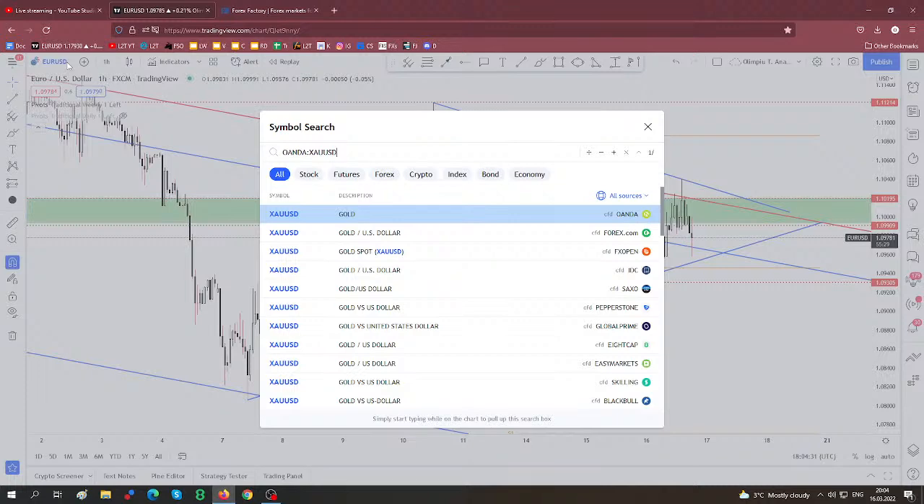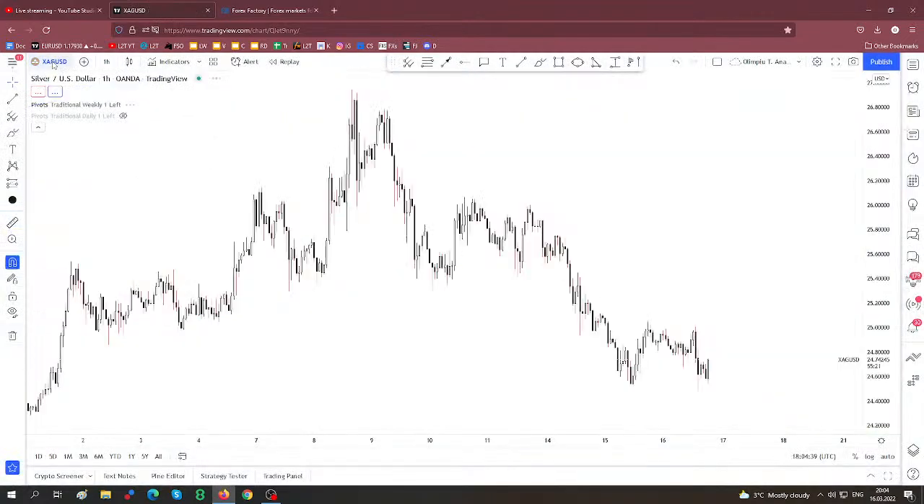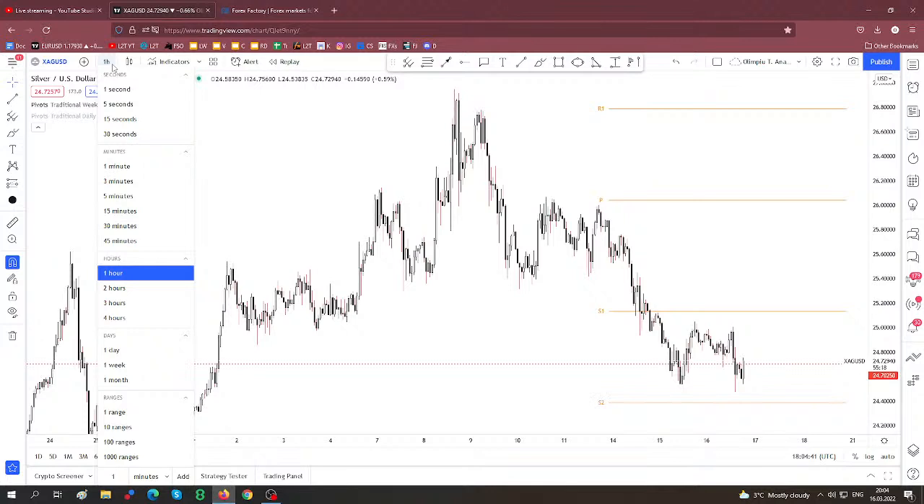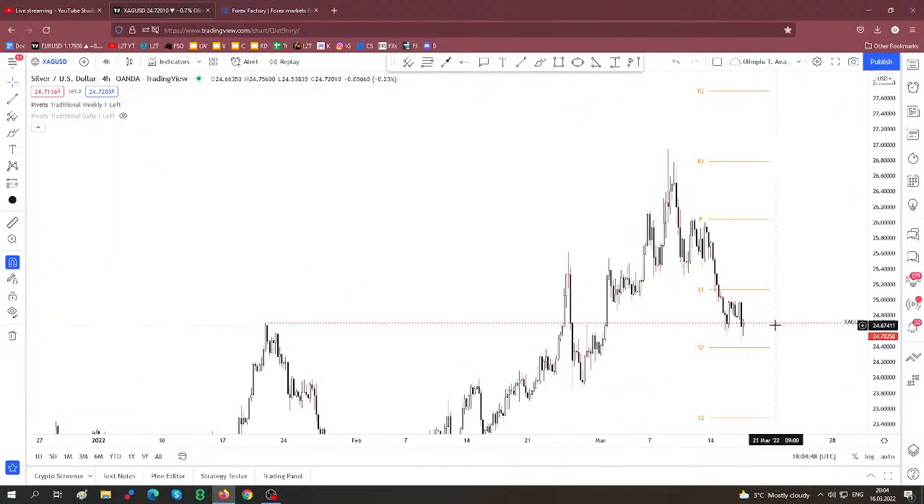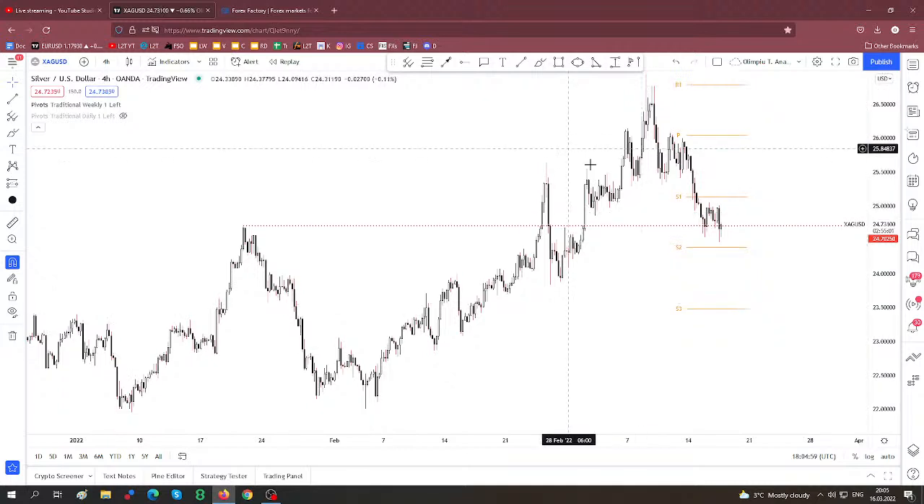It has rallied. Let's take a look at silver as well. Also about silver, guys, if you remember, I've talked about this key level here, 24.702. I talked about this key level. So this could represent a support, a demand zone, a demand area.